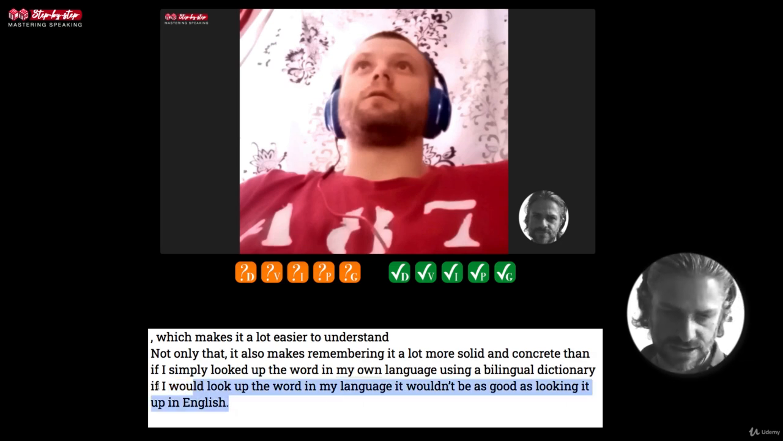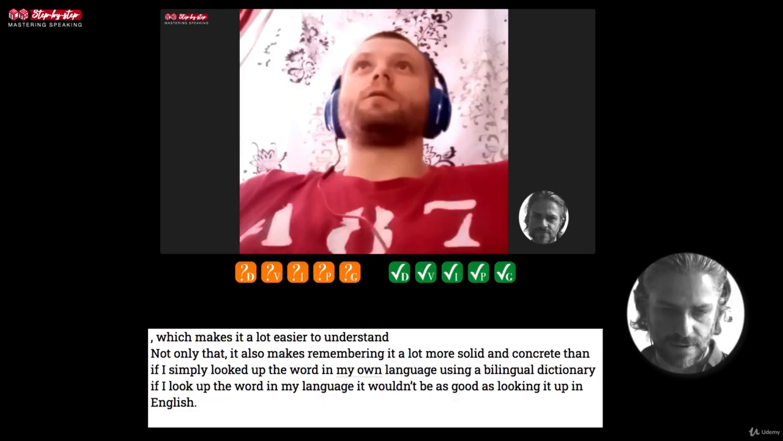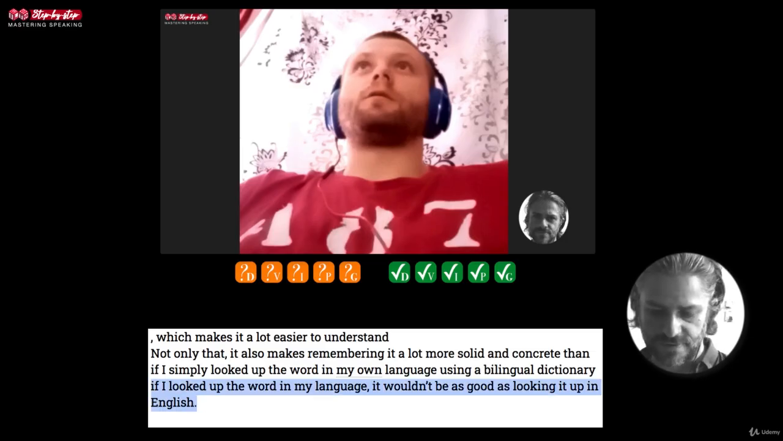But bear in mind, this is incorrect. It's the past form of the verb with if in the same clause as if. If we're talking about a conditional number 2 clause, if I looked up the word in my language, comma, it wouldn't be as good as looking it up in English. There's the word would in the second clause after the comma. So there we go.